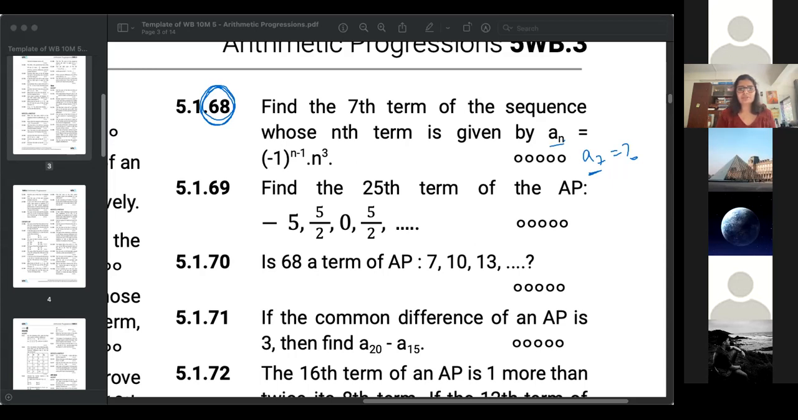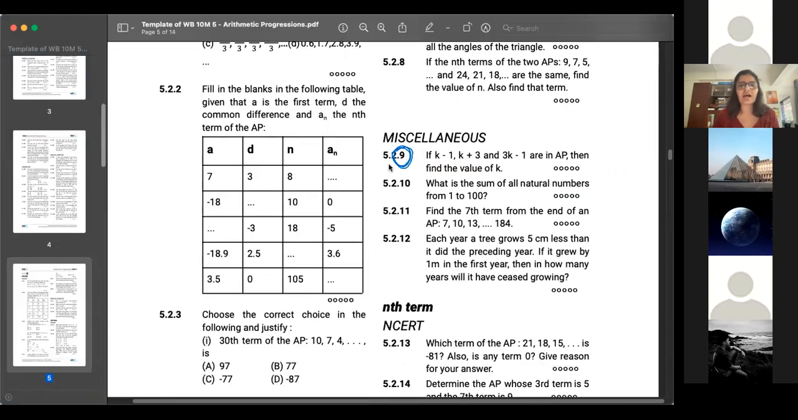So सीधा level 2 में look at question number 9. 8 तक very repetitive, what all you guys have done earlier, similar problems only. So do question number 9. So if k minus 1, k plus 3 and 3k minus 1, so you're given 3 terms, they are in AP, then find the value of k. There are multiple ways. I think the screen is frozen. Oh, sorry. Now we should be able to see question number 9.